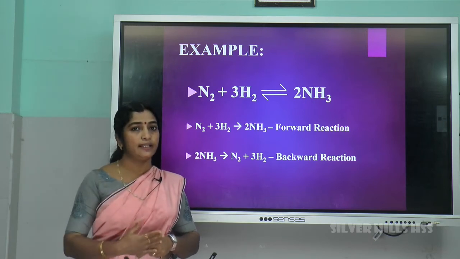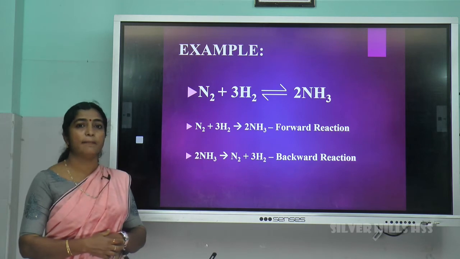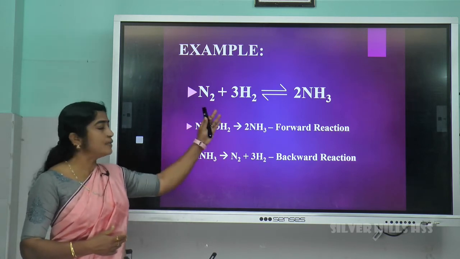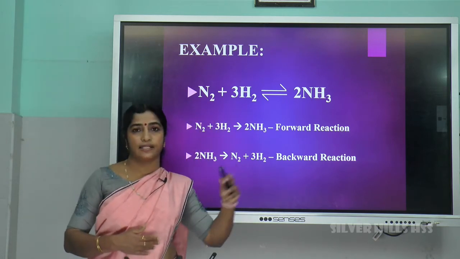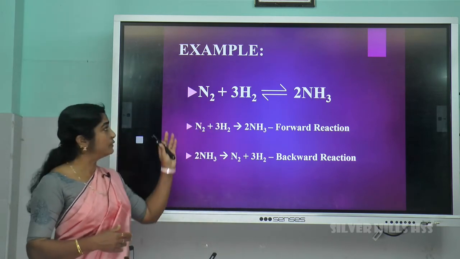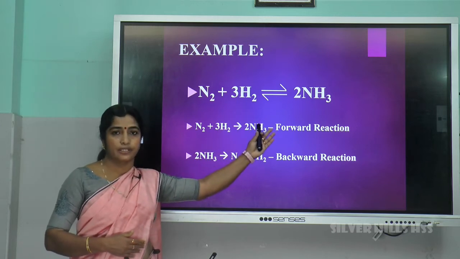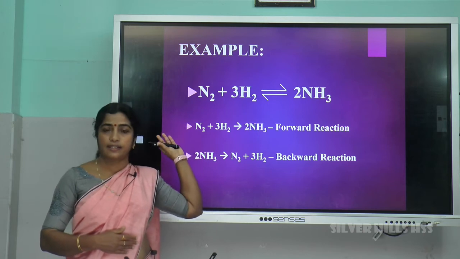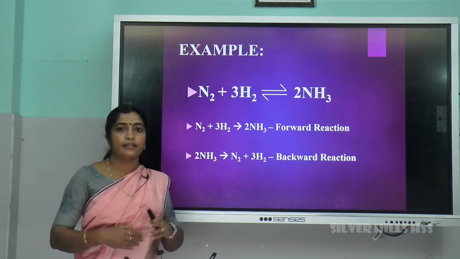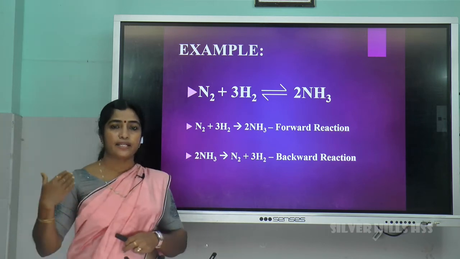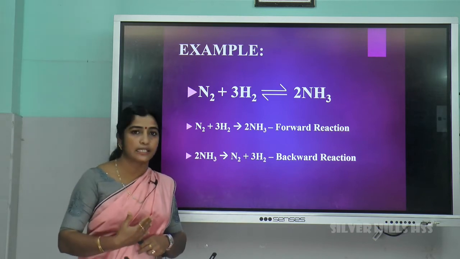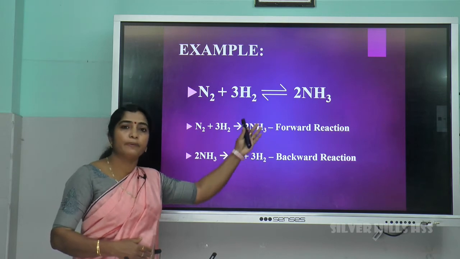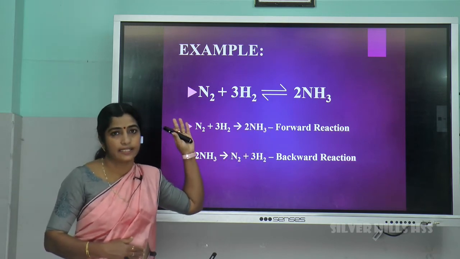That is, at the beginning, the rate of forward reaction is maximum. As the reactants are consumed, the rate of forward reaction slowly decreases. As a result of this forward reaction, ammonia is produced. When ammonia is produced, backward reaction starts. At first, the rate of backward reaction is very slow. As the quantity of ammonia increases, the speed of backward reaction increases.